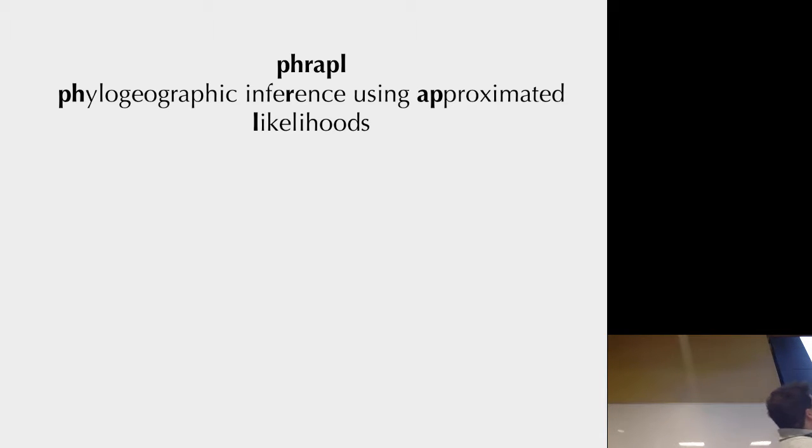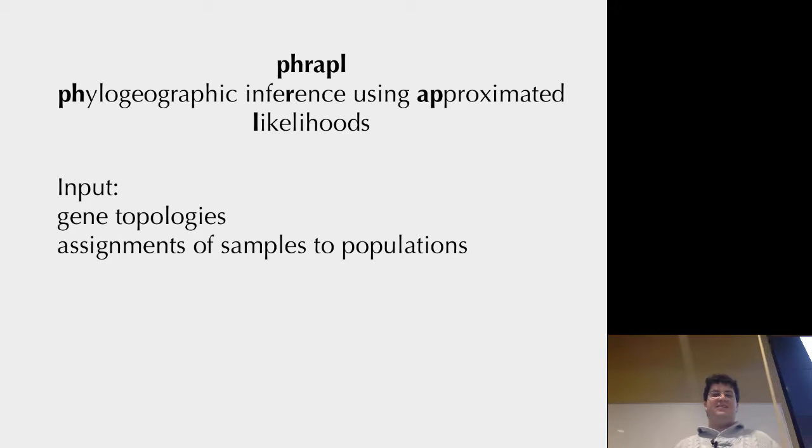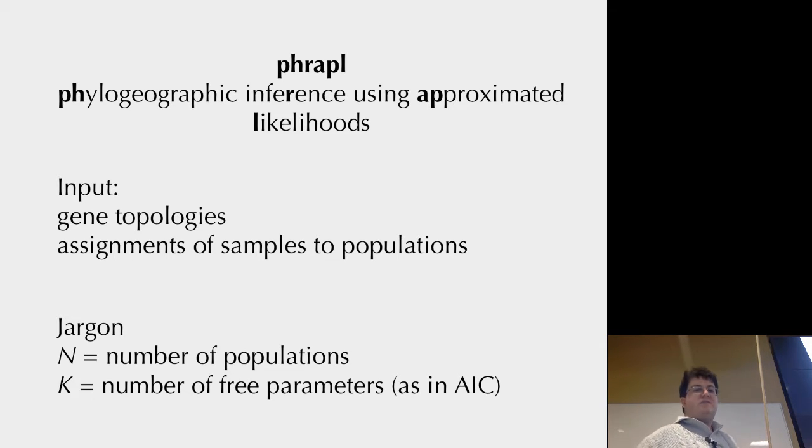So FRAPPLE: phylogeographic inference using approximated likelihoods. We worked hard at this NASA-quality acronym. The input for this is gene topologies, or SNPs, which are sort of like really bad gene topologies, and an assignment of samples to populations. We say all three of these came from the same area. Some of the jargon we're going to be using: N is the number of populations, and K is the number of free parameters, so sort of like in AIC.